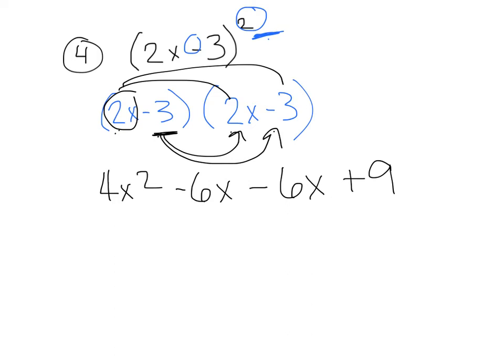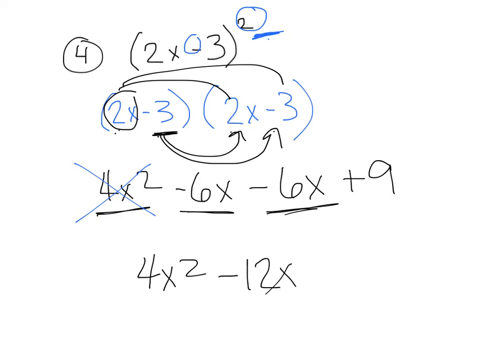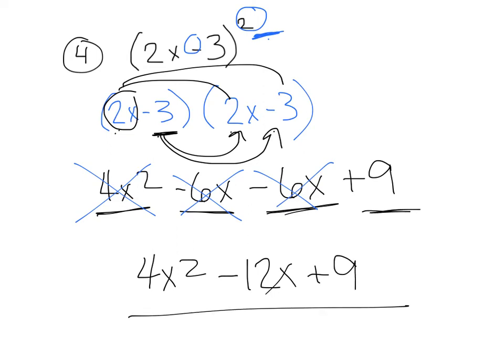So let's start with our x squared. I just have 4x squared, so that's going to come to my answer. I'm going to cross it off because I'm done with that one. Now I'm going to do my x's, so I have a minus 6x here and a minus 6x here. So a negative 6 plus a negative 6 is minus 12x. Now I'm going to cross those off because I'm done with those. And then for whole numbers, I just have a 9 over here, so it's just going to be plus 9 in my answer. So that's our answer for this one.